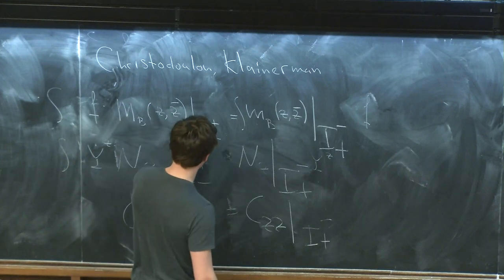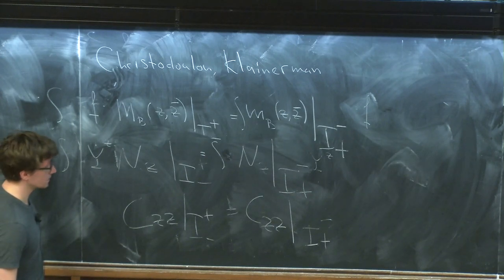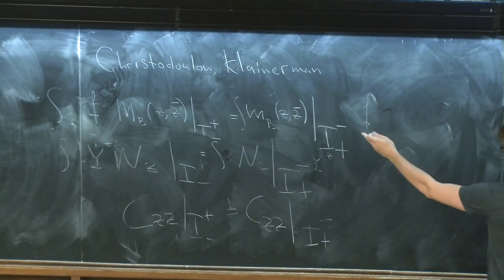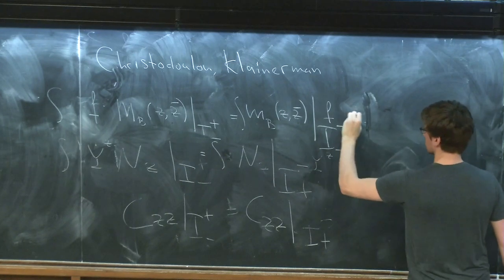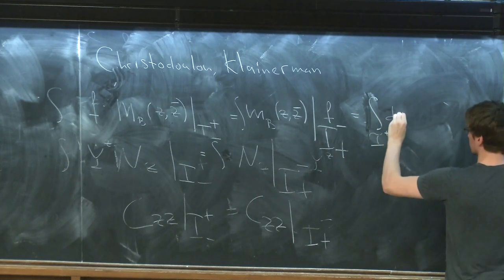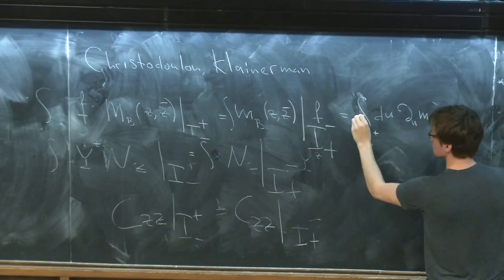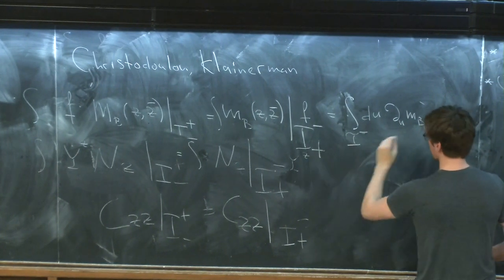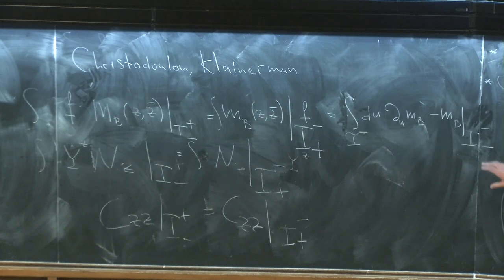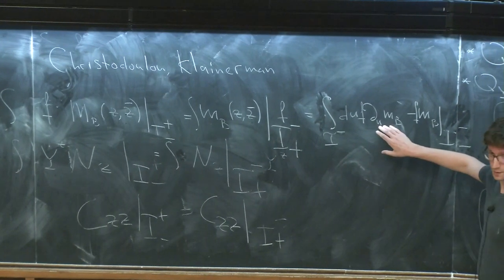Now, notice that we can use integration by parts and write, for example, here, we can rewrite it as an integral over scri plus of du mb, with the minus sign. So here was a minus mb, minus minus. So what I did here is simply integrated by parts, if you wish.